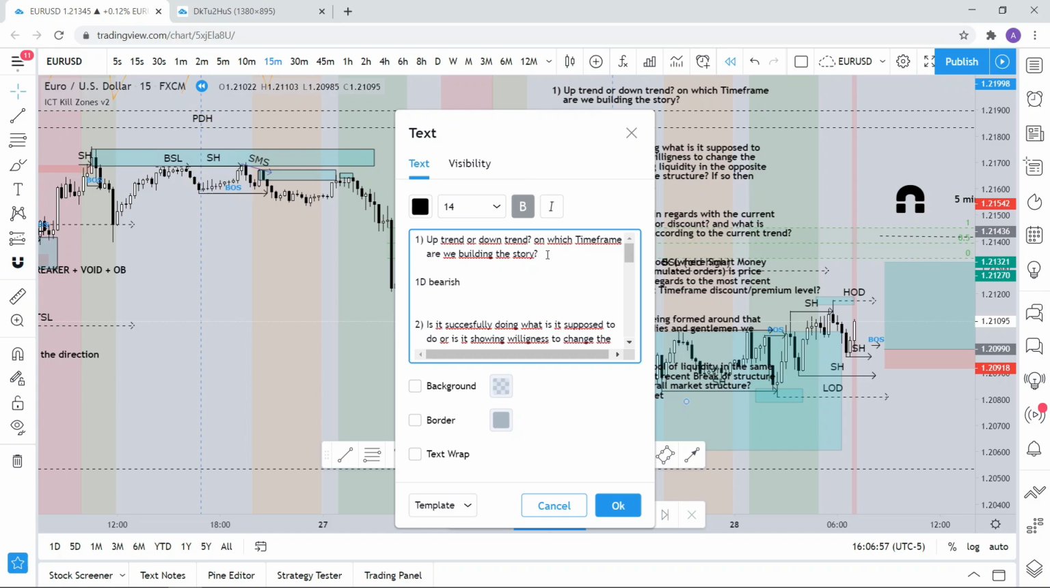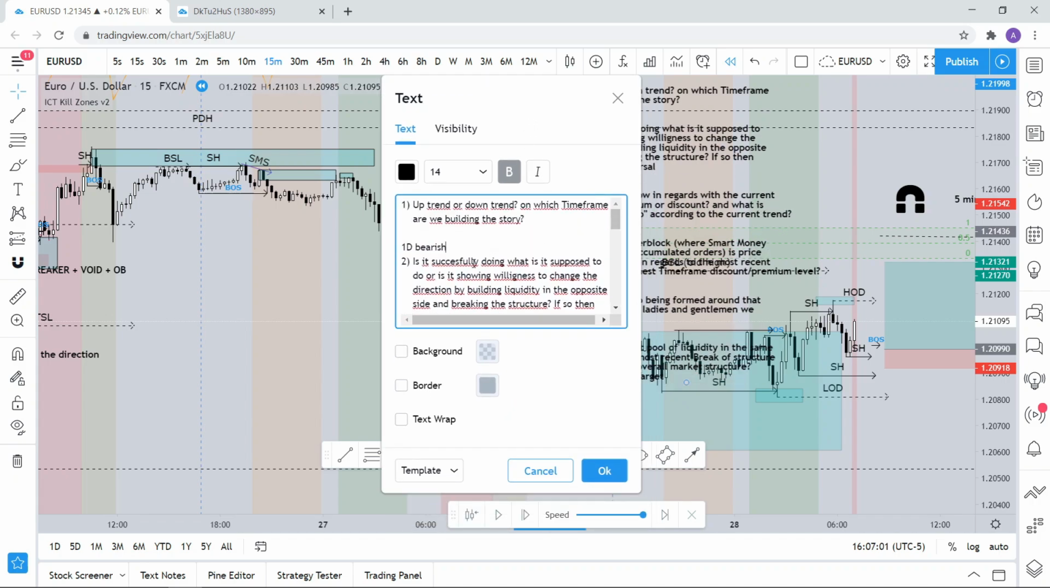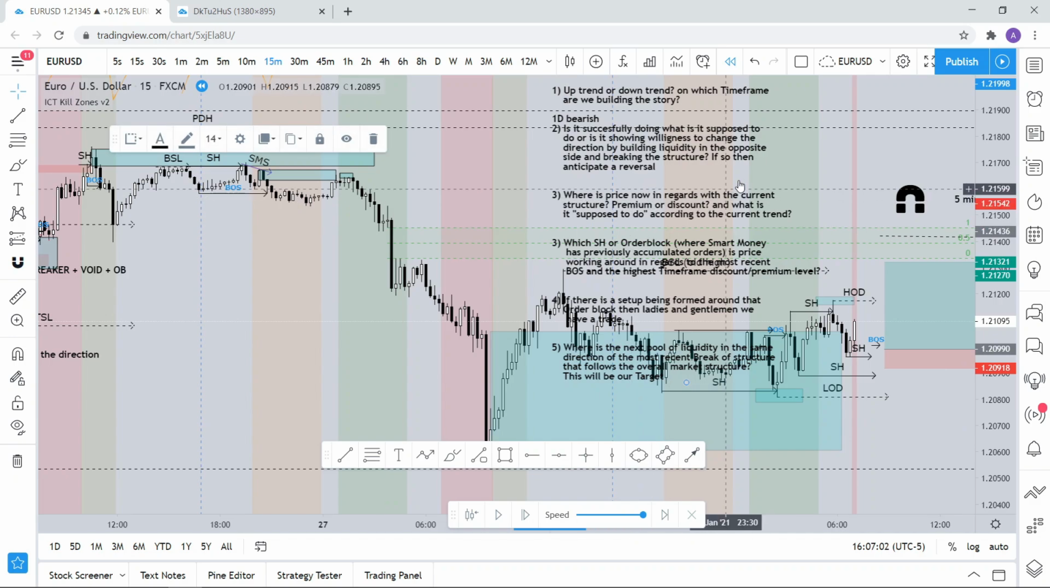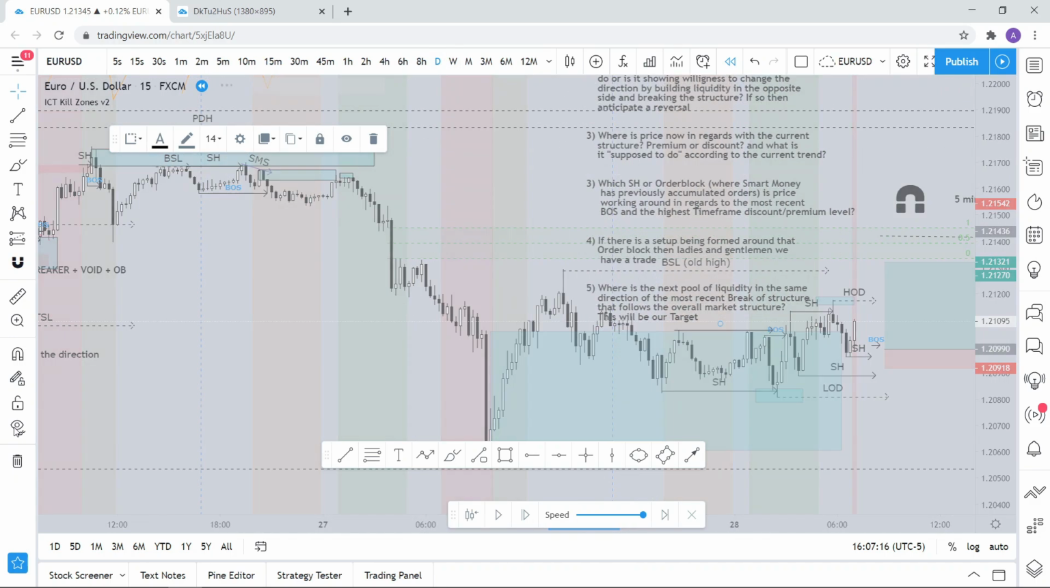But let's go to the next question, which will help us to build the next story. Is price successfully doing what it's supposed to do, or is it showing willingness to change the direction by building liquidity on the opposite side and breaking the structure? If so, then anticipate a reversal. What do I mean by this? Let's go back to the daily.